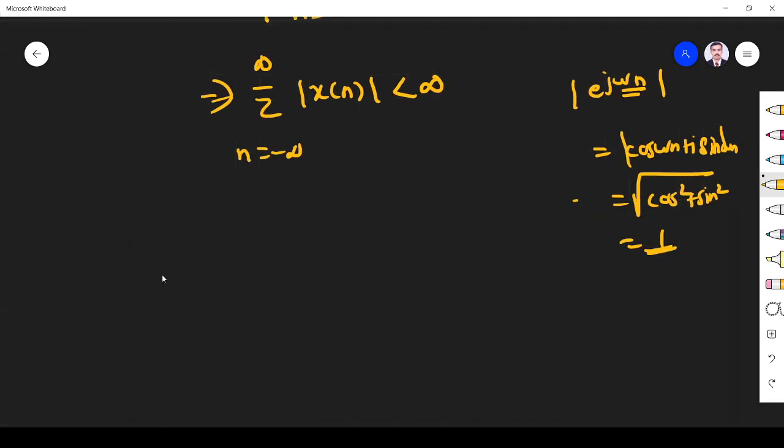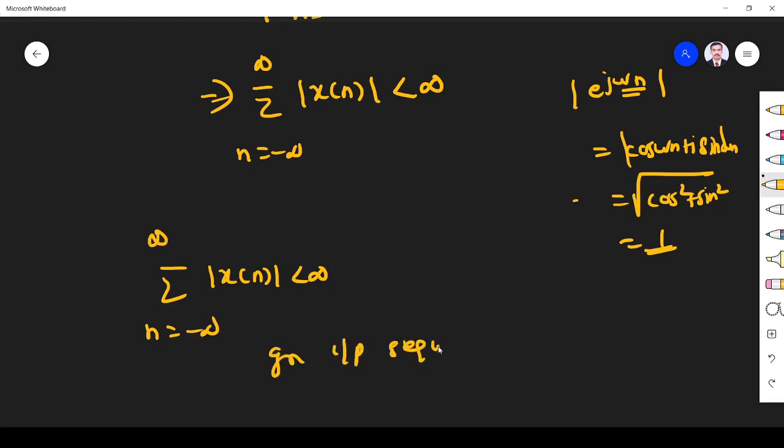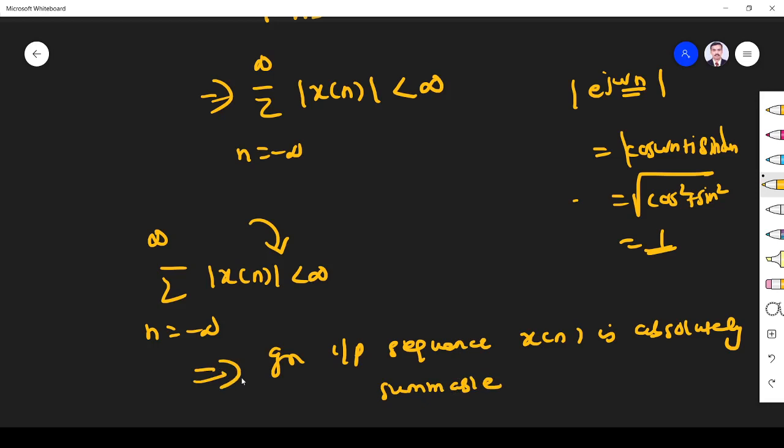So what is the condition? x of n should be absolutely summable. That means the given input sequence x of n is absolutely summable, where this modulus is the absolute value. Summable, we must be able to sum it up. If it is infinity, it is not able to be summed. So this is the condition for existence of DTFT. If you are able to sum your given input sequence, then you can find DTFT. Otherwise, you cannot find your DTFT.